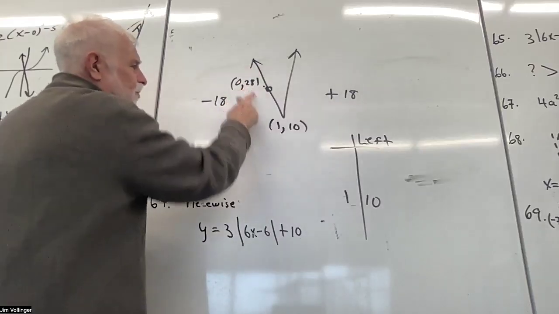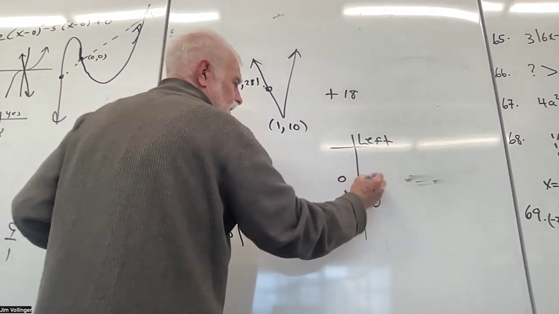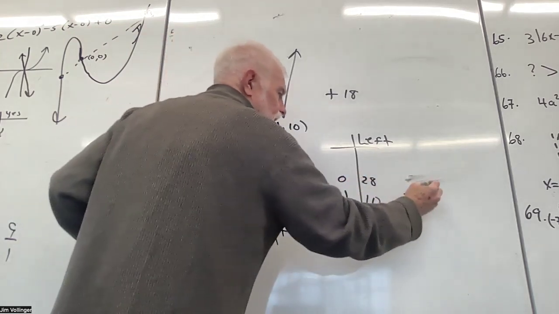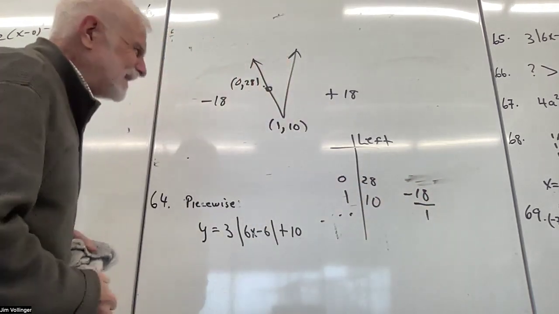All right, so how do you get from 28 to 10? Let's put this here, (0, 28). How do you get from 28 to 10? You go down 18. How do you get from 0 to 1? You go up 1. So there's our pieces.